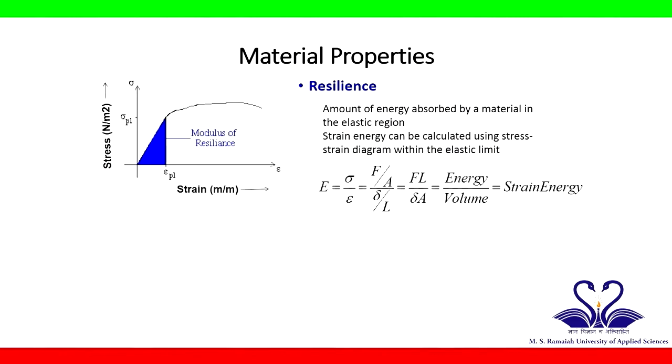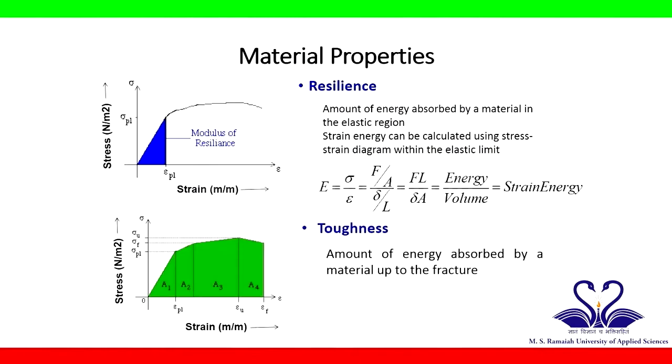Also, strain energy can be calculated using the stress-strain diagram within the elastic limit, as shown in the shaded part of the stress-strain curve. The equation for calculating the strain energy from stress-strain curves is given below. Next important property which can be determined from stress-strain curve is toughness of a material. The toughness of a material is the amount of energy absorbed by a material up to the fracture point, which can be seen in the shaded portion of stress-strain diagram.